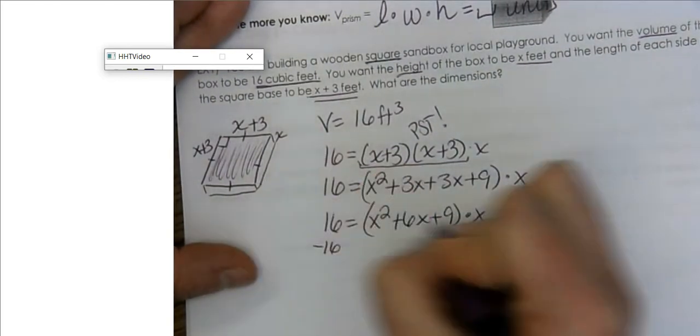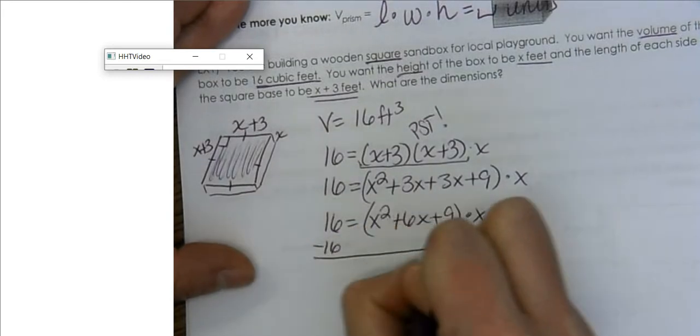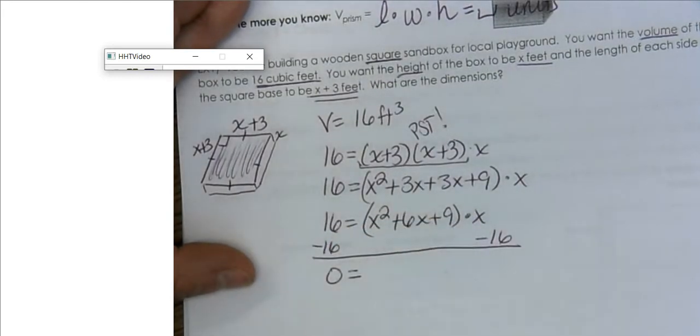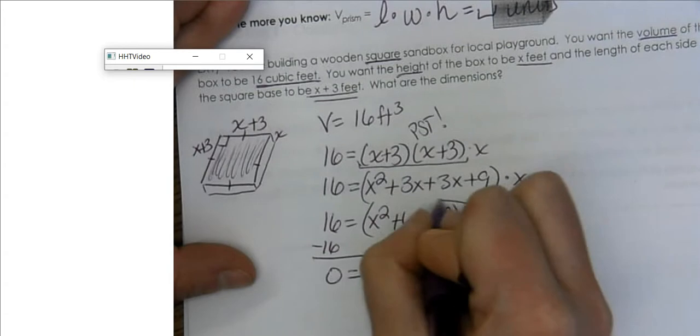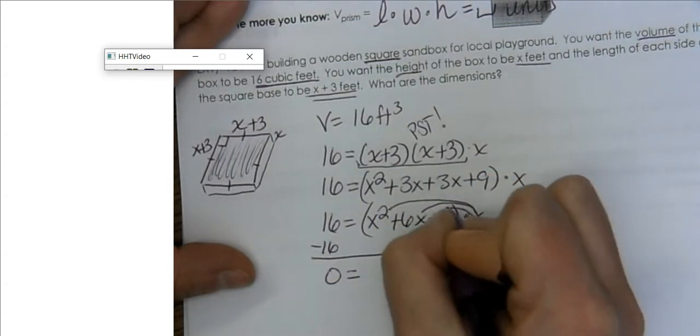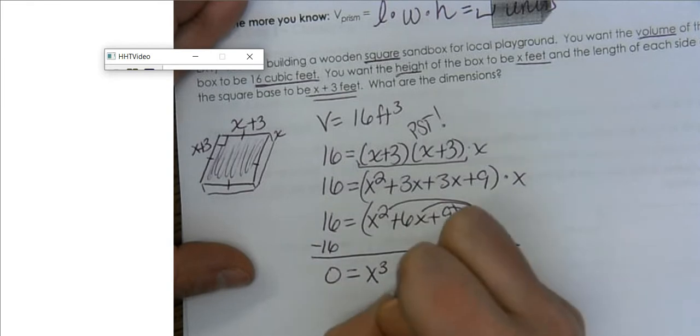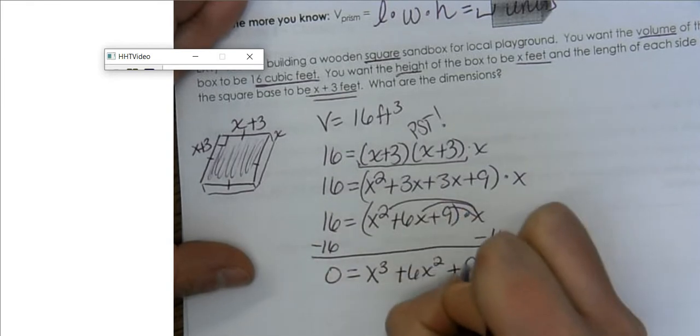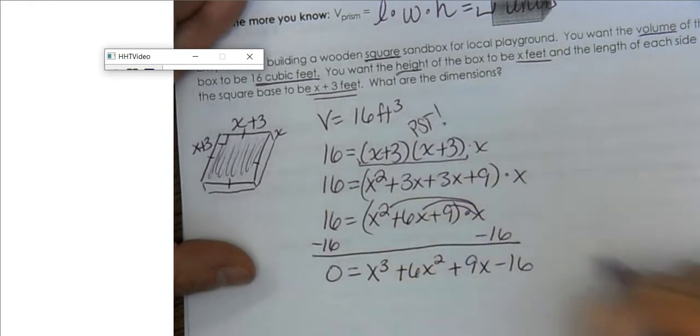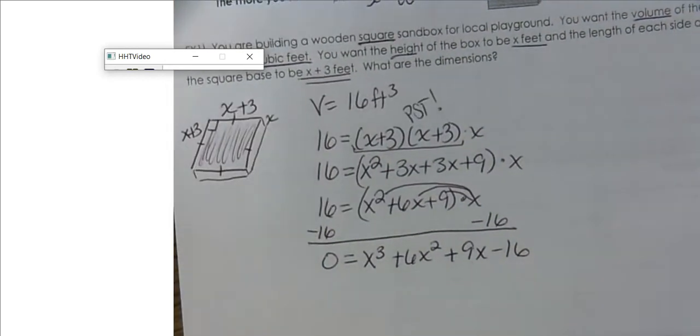Then I'm going to do a couple of steps in the same line. I'm going to subtract 16 on both sides so that this equation is equal to 0. And then I'm going to distribute x to all of the terms to make this x cubed plus 6x squared plus 9x, and then finally minus 16. Now this equation is equal to 0.